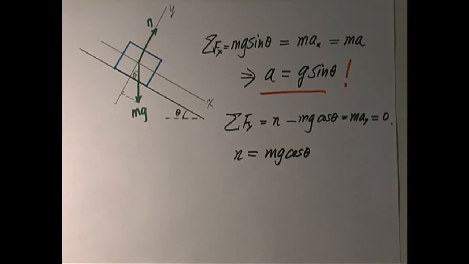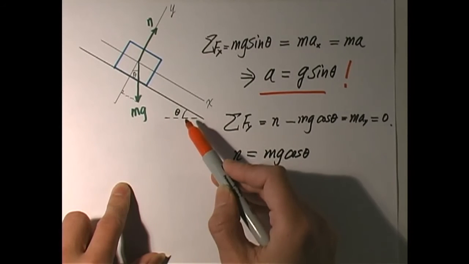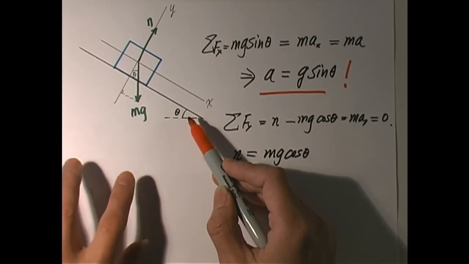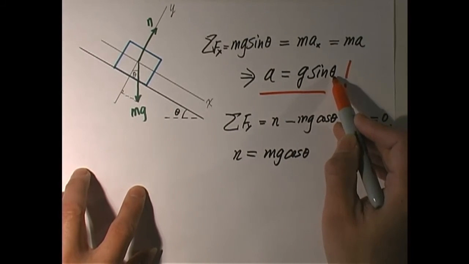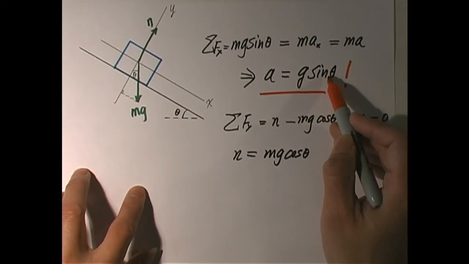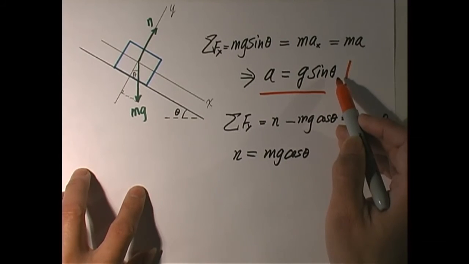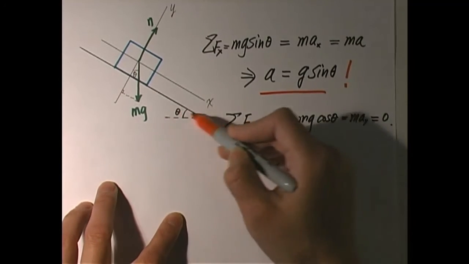Well, one obvious example is theta equal to 0 degrees. Okay, so it's just flat, horizontal. You put the box on a horizontal table. You don't do anything to it. Is it going to move? Is it going to accelerate? No. So what's the acceleration? 0. And yes, you see, that's true. a equals g sine theta. When theta is equal to 0, you get 0, because sine theta is 0 at theta equal to 0. Perfect.